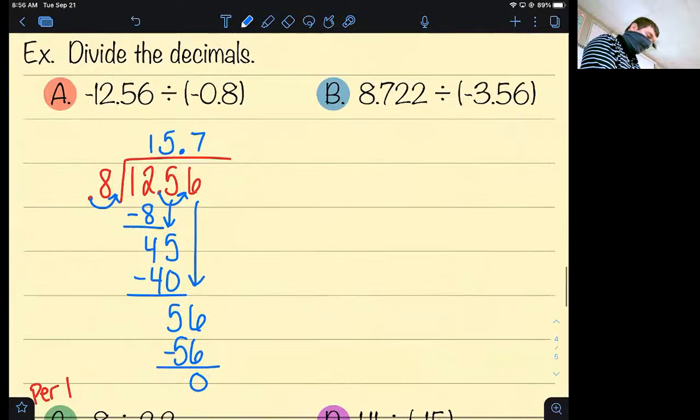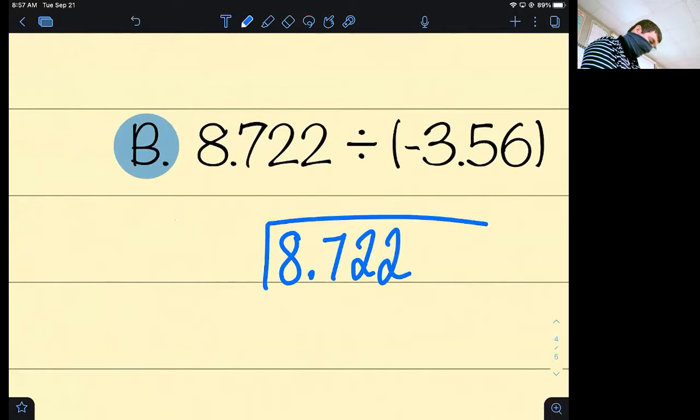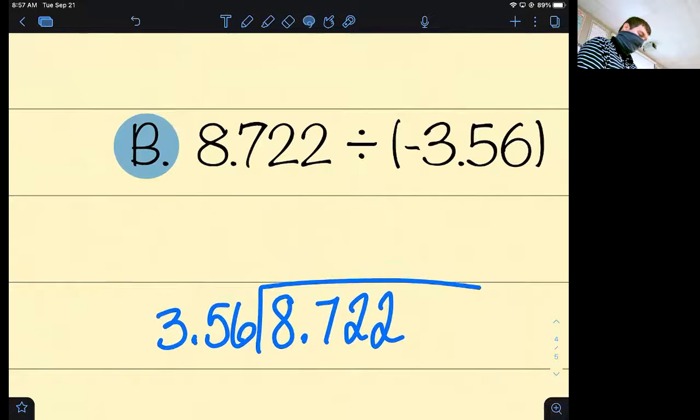Example B, the first number goes inside the division box, 8.722, divided by 3.56. Now, I didn't write the negative there because I know that if I have 1 negative, my entire answer is negative. So just put it right there where you're going to write your answer. Then you don't have to worry about writing it as part of the problem.